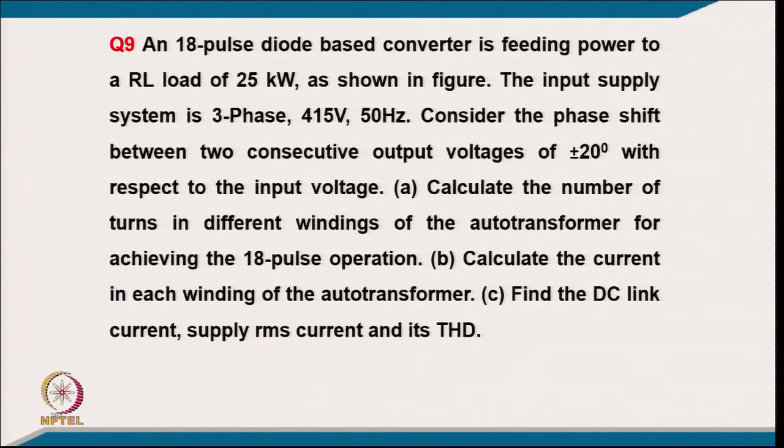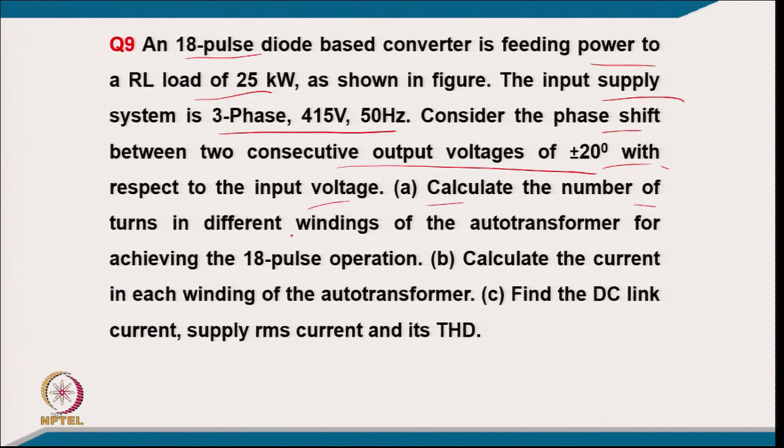Coming to example 9, an 18 pulse diode bridge converter is feeding power to an RL load of 25 kilowatt, as shown in the figure. The input supply is 3 phase, 415 volt, 50 hertz. Consider the phase shift of two consecutive outputs of plus minus 20 degree with respect to the input voltage.